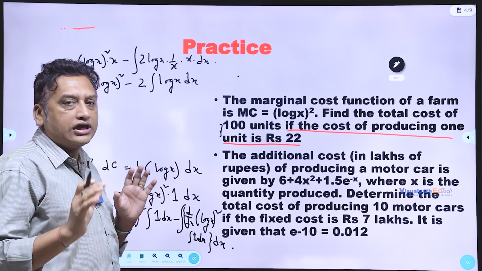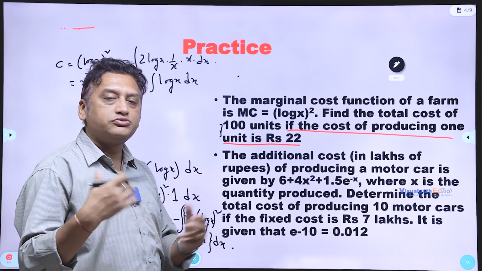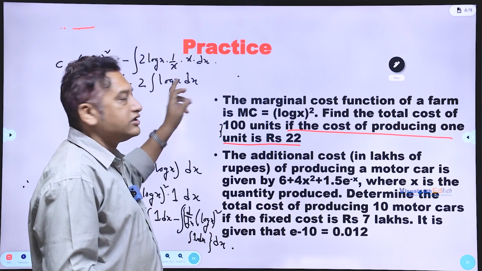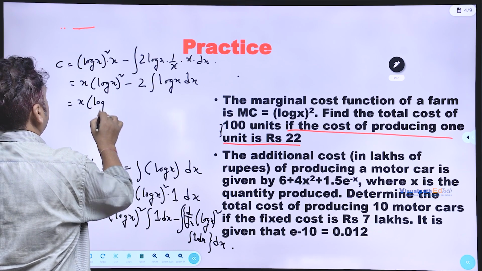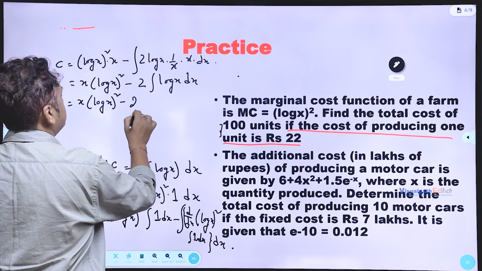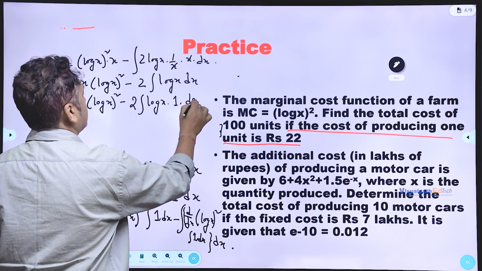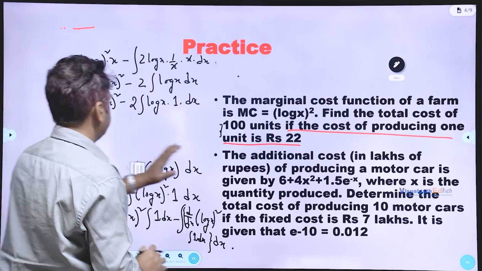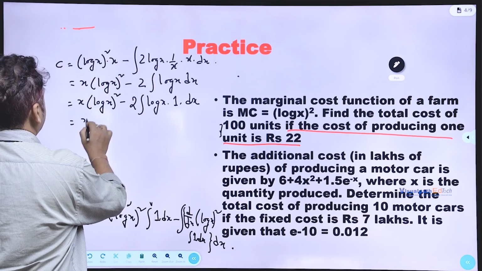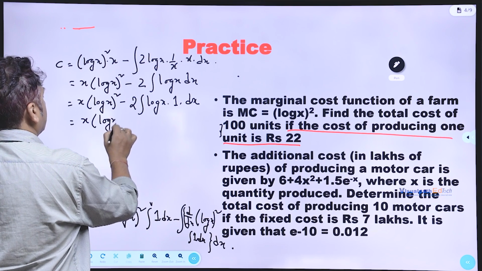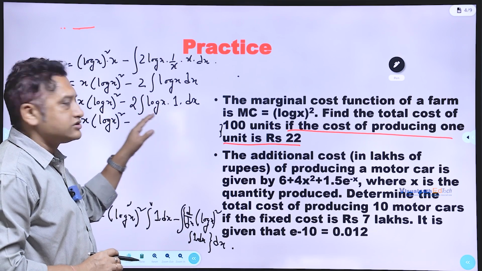Now I told you that we cannot integrate log x. Okay, there is no direct formula. So this integral again has to be done through by parts by multiplying 1. So let's proceed. So we will get x into log x whole square minus 2 into integral log x into 1 into dx. Okay. So we will get x into log x whole square minus. So we'll apply again by parts, integration by parts.